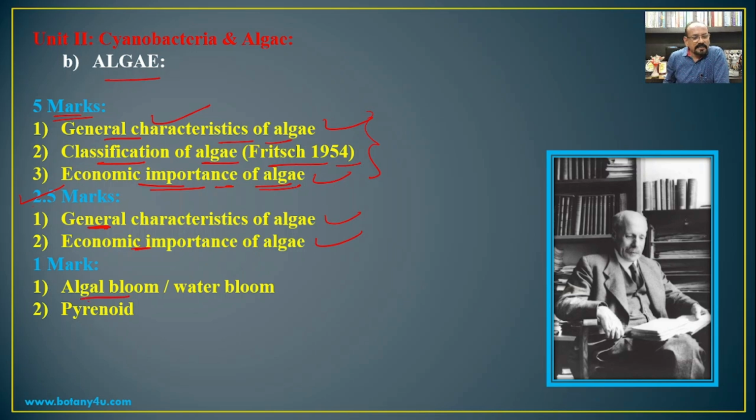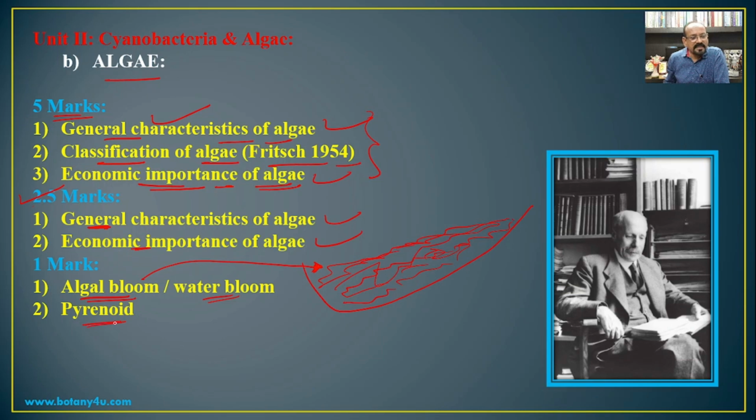For 1 mark, there is a question on algal blooms or water blooms. In certain cases on a water body, there is a growth of algae on the surface of the water, or we can say the excess growth of the algae. Such excess growth of algae on the water body is known as algal bloom or water bloom. This is because of the presence of a specific type of nutrients in the water.